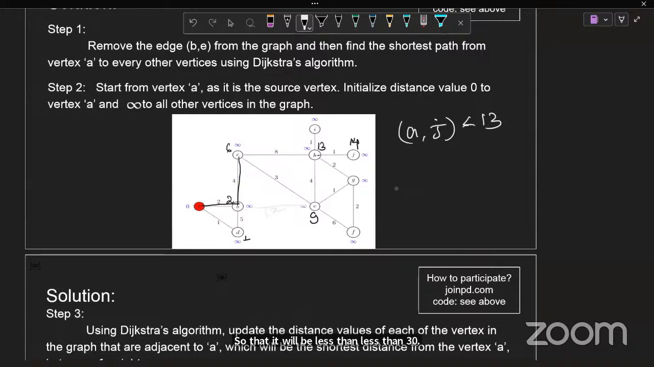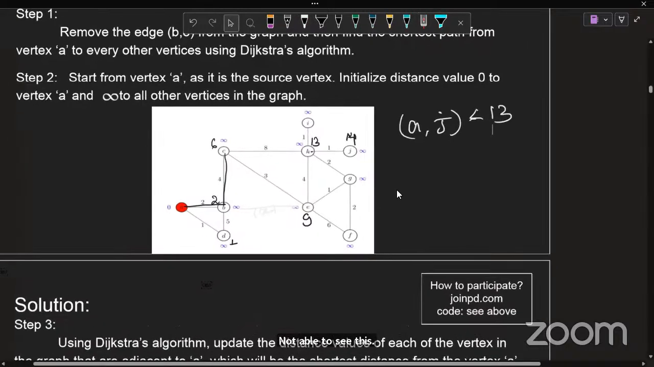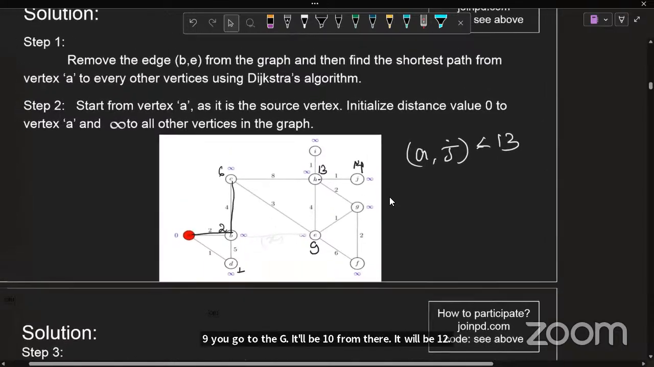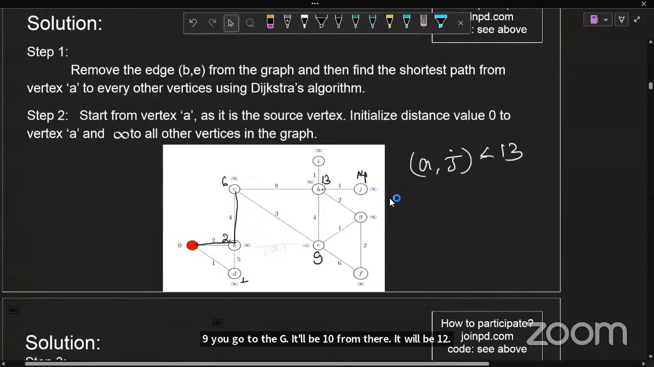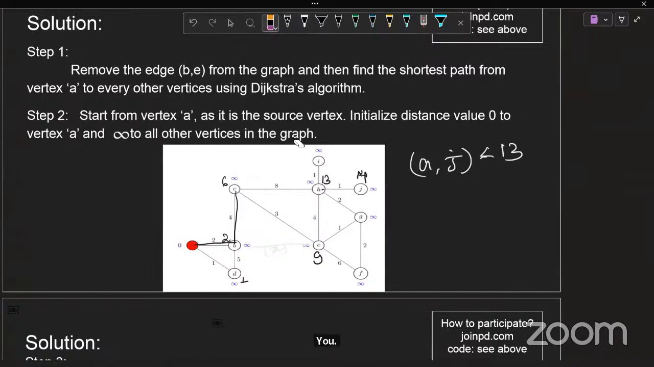From G, if you are not able to see this, from 9 you go to G, it will be 10. From there it will be 12. So H should be 12 now, instead of 13. You don't have to go directly. It will be 4, 6, and use this way. It will be 9, and 9 and 4. Okay. You can use this way also. Yeah, there are two ways.